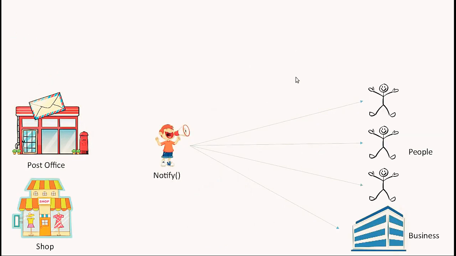So let's introduce a little bit of definition in here, and then we'll look at a coding example. So we spoke about post office and shops. These are the guys that need to notify people and businesses. And so clearly here we have 2 different groups. So we have people that are interested in knowing some sort of event happening at the other end. So the post office and the shop are going to be called subjects, and the people and businesses are going to be observers.